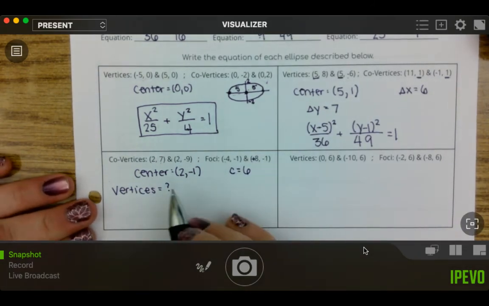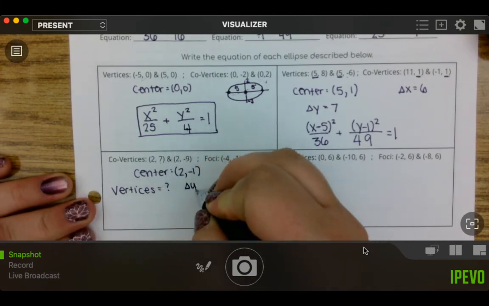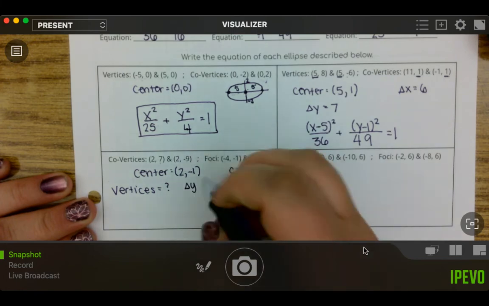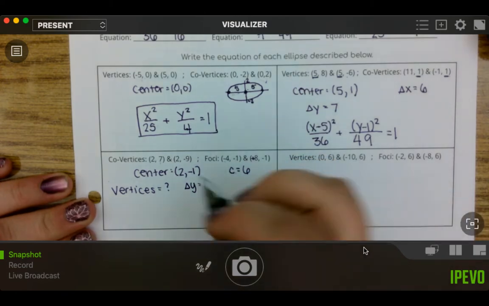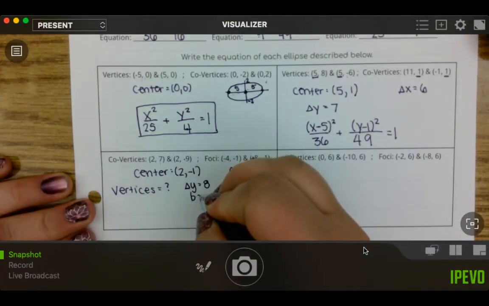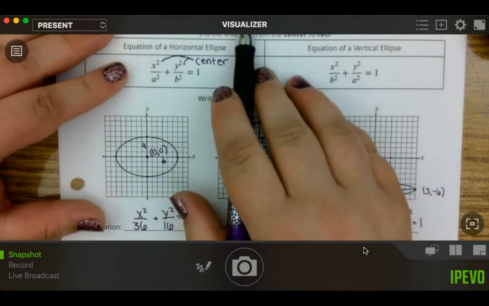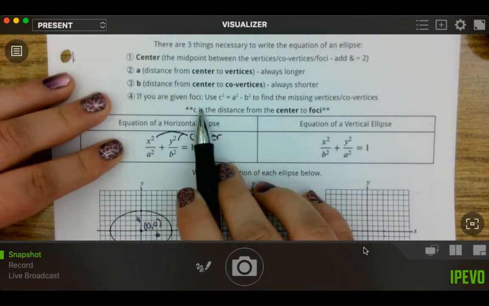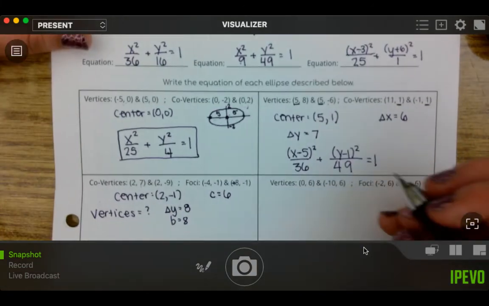And then before I move on to finding these vertices, I'm going to go ahead and say that my difference in the y values over here between the center and the co-vertices is 8. -1 to 7 or -1 to -9, those are each 8 apart. This, because they are my co-vertices, is my b value. Once again, co-vertices give you b, foci give you c, and we're going to use this formula right here. C squared equals a squared minus b squared.